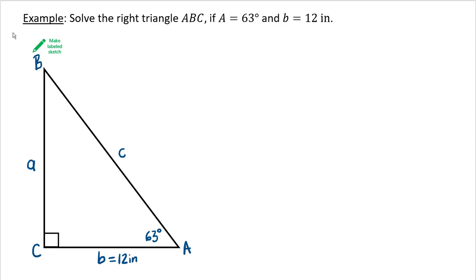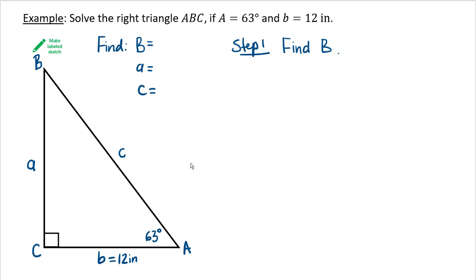So to solve this right triangle, we need to find all the remaining angles and sides. So that means that we need to find angle B. Now, angle C we do know, right? It's 90 degrees. We need to find side a and then side c. Overall, it doesn't matter which one you start with. I think I'll just go in this order.